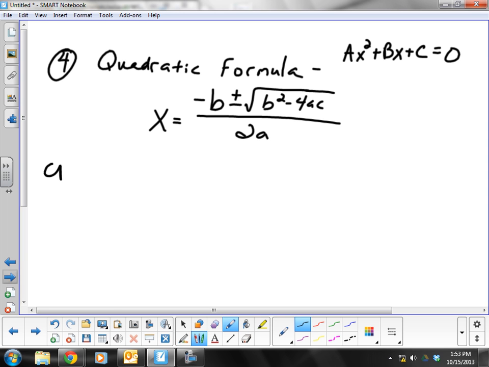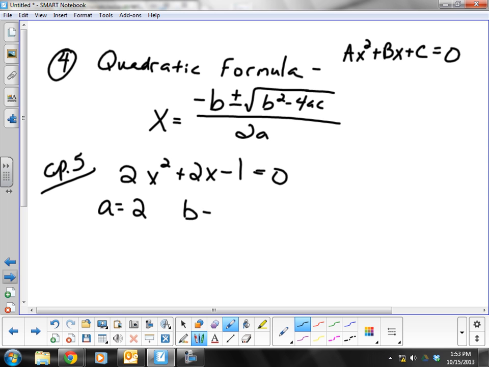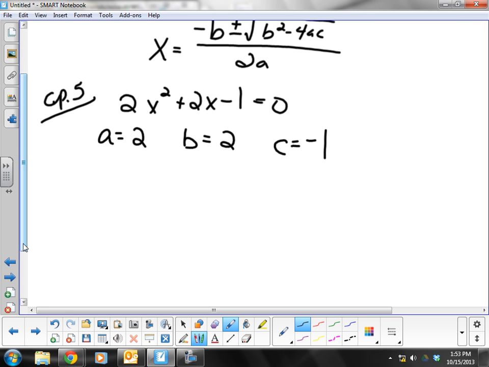Okay, so check point 5. We got 2x squared plus 2x minus 1 equals 0, and we want to solve this. Now, this is one of the ones that I would say don't do it by completing the square. Why? That 2 in front of the x squared. Much better to use the quadratic formula. So a is equal to 2, b is equal to 2, and c is equal to negative 1. And it'd be worth your time to go ahead and write that down at the beginning of all these problems. And I can just pull it out of there because I was already set equal to 0.